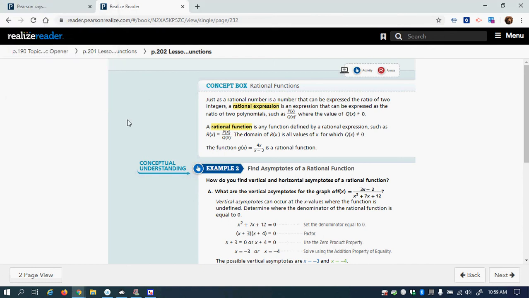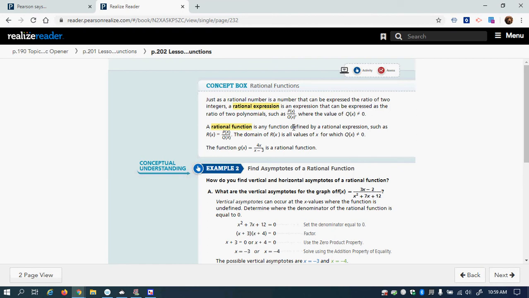Alright, so continuation of 4.2. Here on this page is the rational expression and rational function definition. So it's an expression that can be expressed as a ratio of two polynomials. So you basically have two equations combined. One's in the numerator and one's in the denominator, and we can't have it equal to 0.